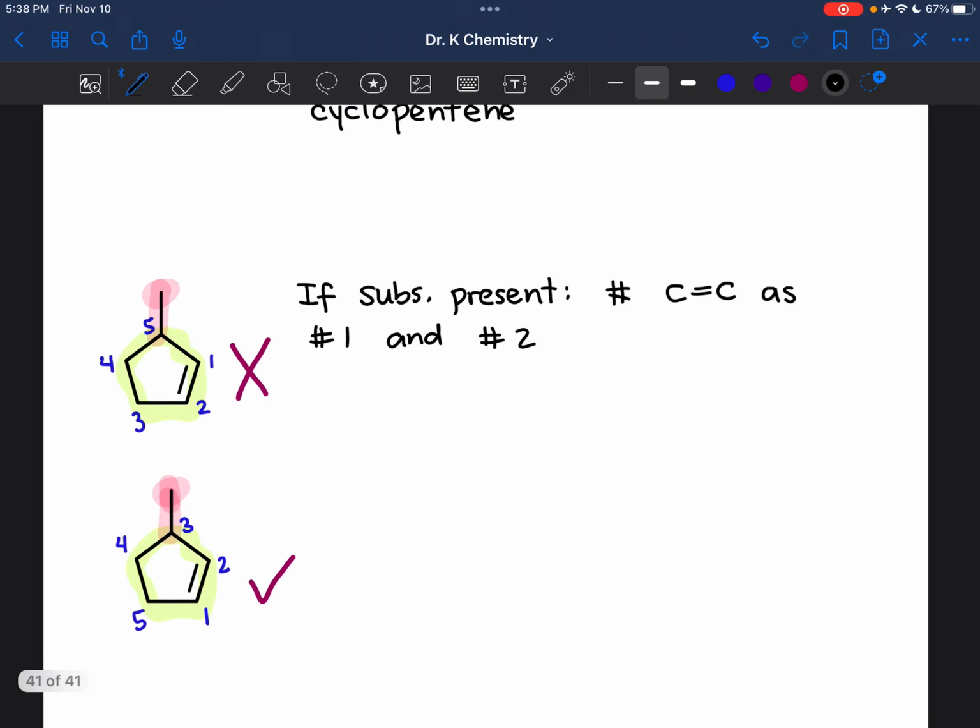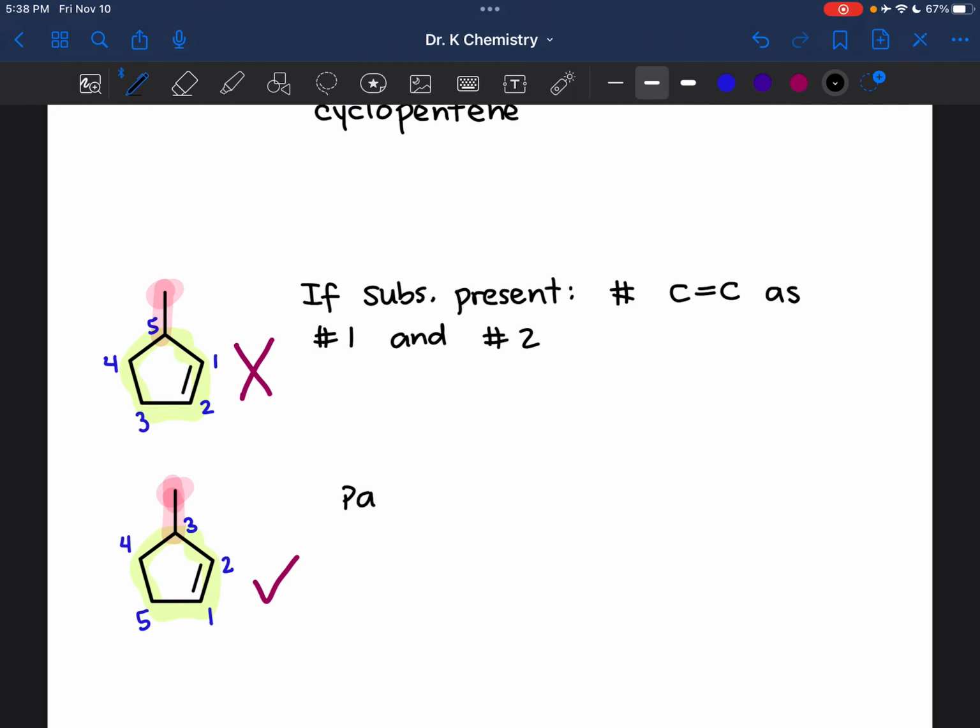All right, skipped ahead to my next example. I see that the parent here is cyclopentene, just like in the previous example. And I don't have to indicate that it's 1-cyclopentene because it's understood that the double bond is going to get number 1. So then I just have to list my substituent. And I see that it's a methyl group on carbon 3, so that becomes 3-methylcyclopentene.